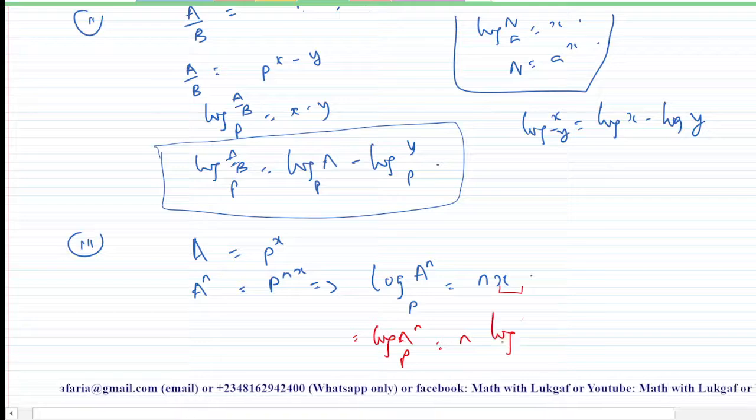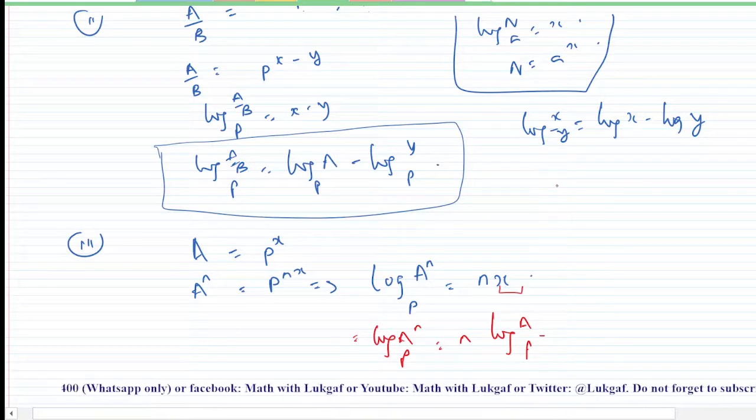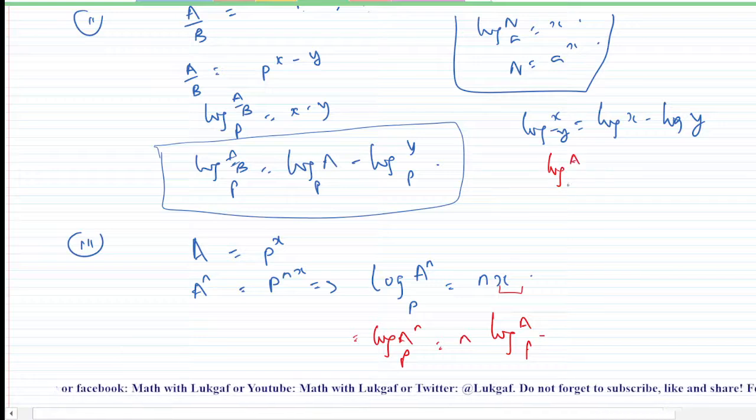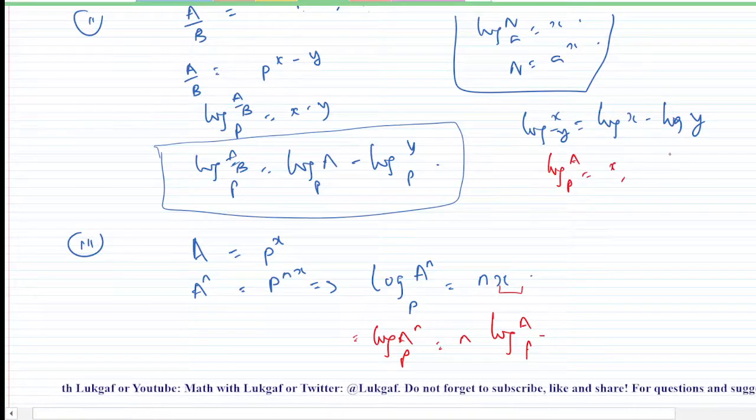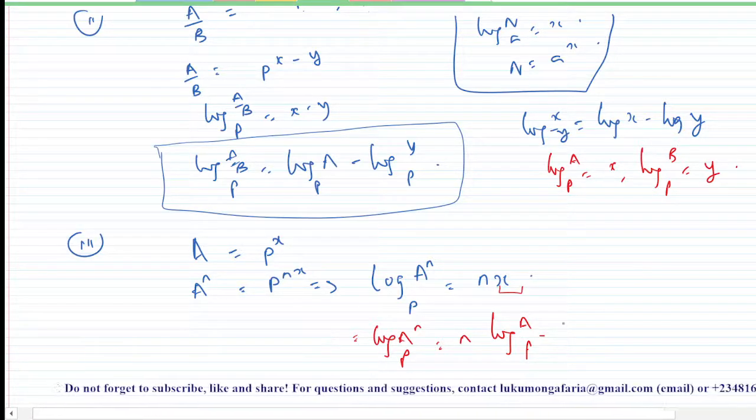Your x is log A base P from what we have here. Remember I said my log A base P is x, while log B base P is y. You understand now? So that is that. What the law is saying is the power law.